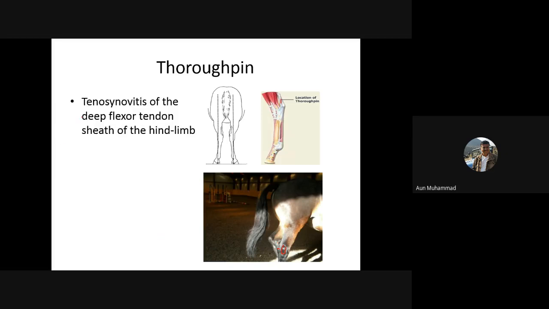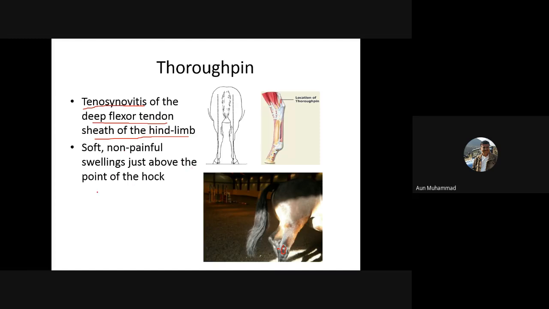So this is called tenosynovitis, the inflammation of the tendon sheath resulting in fluid secretion of the deep flexor tendon of the hind limb, and you will see soft non-painful swelling just above the point of the hock. So this is the point of the hock, this is the point of the hock joint, and you will see the fluctuating swelling just above the point of the hock, and that swelling may be at the medial aspect, in the inside of the limb, and the lateral aspect of the hock joint.